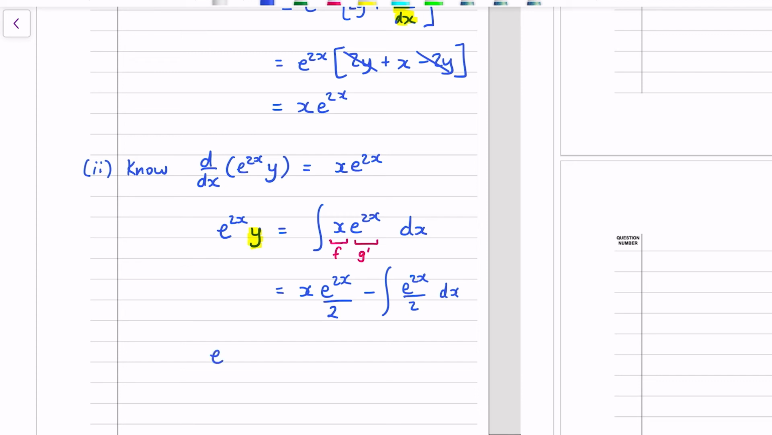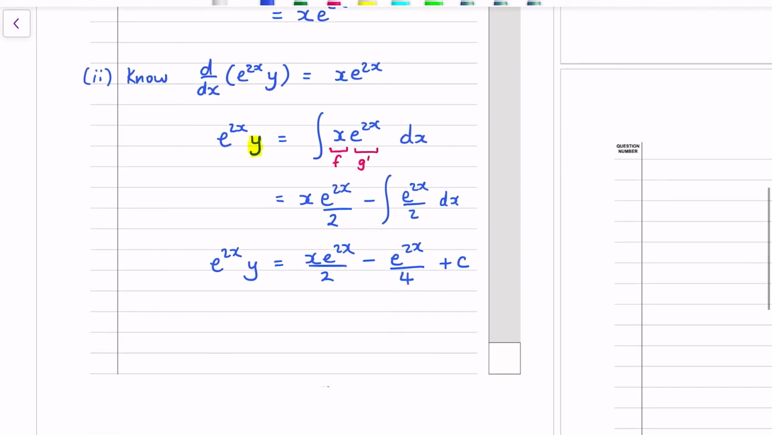So we've got e to the 2x y equals x e to the 2x all over 2 minus the antiderivative of e to the 2x over 2, which of course is e to the 2x over 4. So we get another division by 2, and we've got a plus c there. If we don't put the plus c in there, and I forget about it till the very last step, I'm going to have the wrong answer to the question, because I now need to make y the subject, and I'm going to divide everything through by e to the 2x.